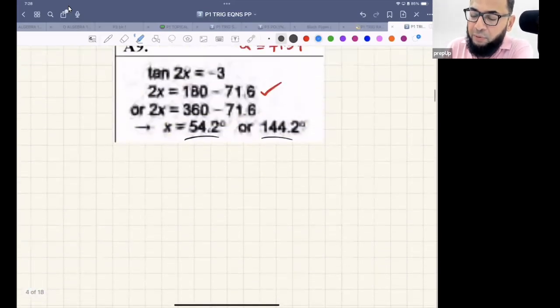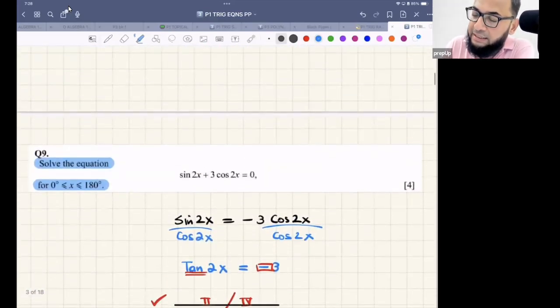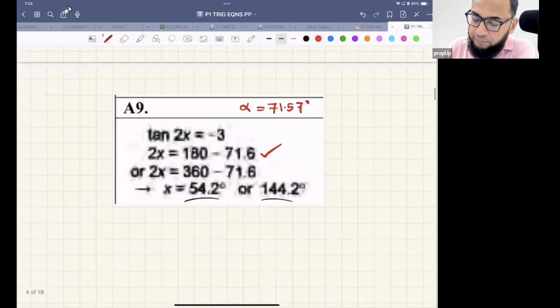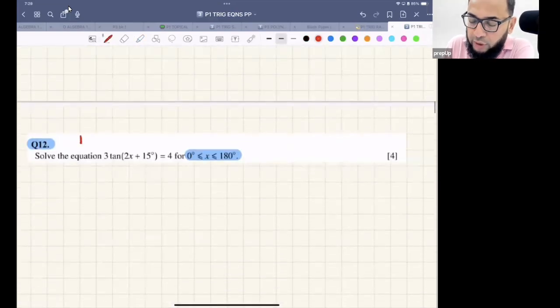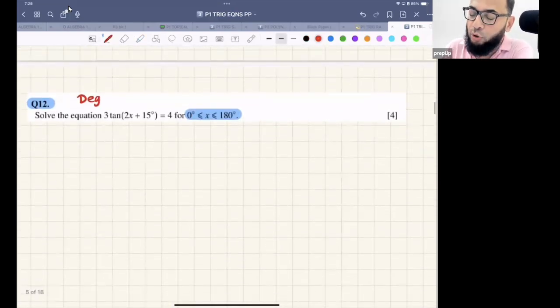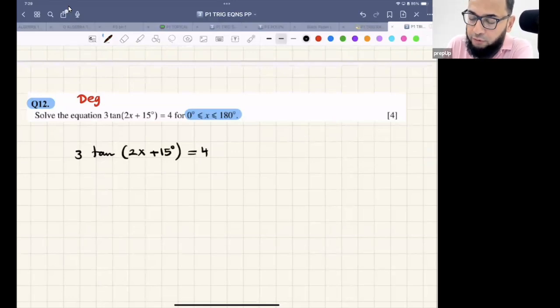So now let me label one other thing. This first question is in degrees. Now red is for degree. This question is also in degrees. Solve the equation 3 tangent (2x plus 15 degrees) is equal to 4. Tangent (2x plus 15 degrees) is equal to 4 over 3.